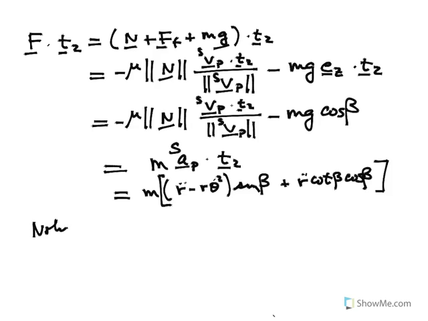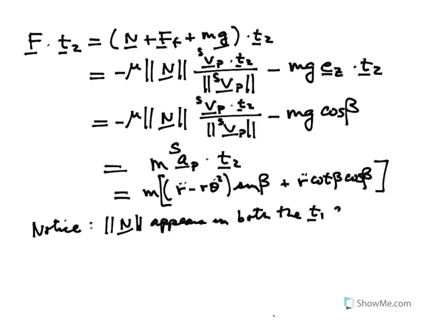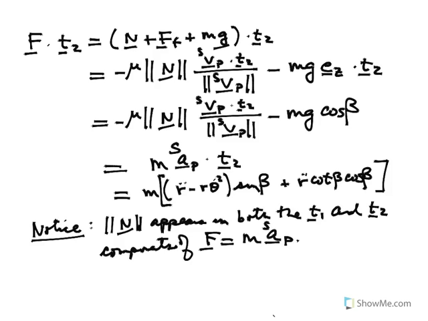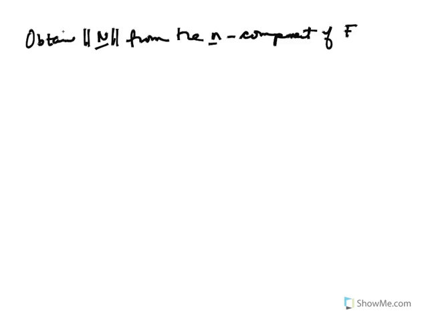Now notice that the magnitude of n appears in both the T1 and T2 components of F equals M A P S. So we need to determine, or obtain, n, the magnitude of n. So how are we going to do that? We obtain the magnitude of n from the n component of F equals MAPI. How do we do that?